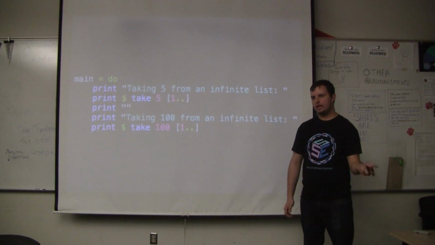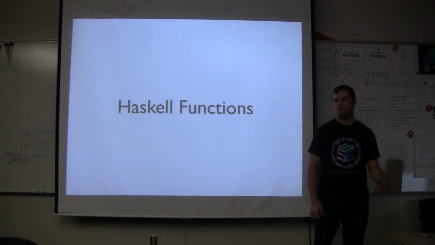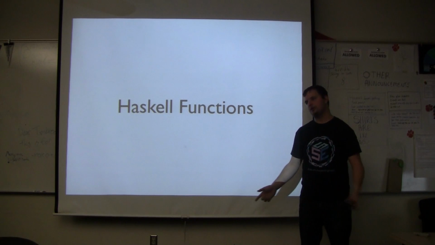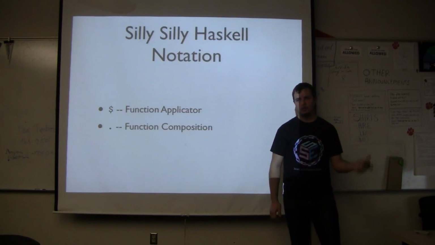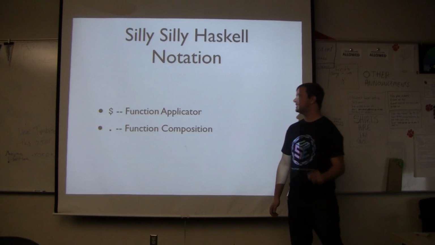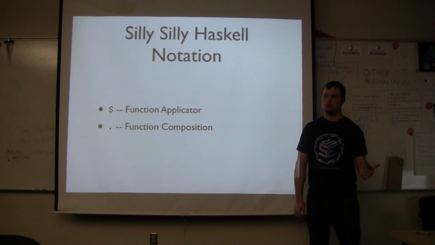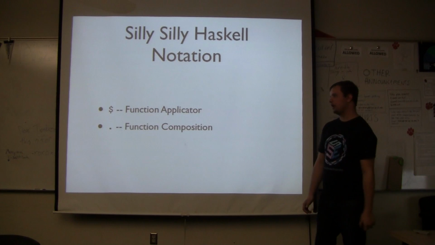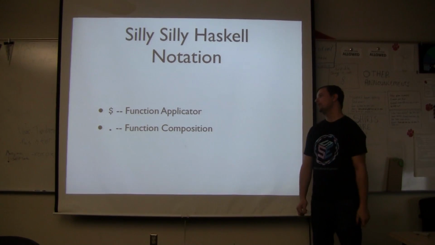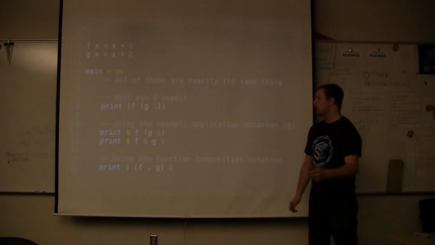So, now that we've taken a look at our first Haskell program, we'll look a little bit at what functions are in Haskell, because it's really important to understand what's going on with functions, because it's a functional language. Haskell has some really silly function notation. So dollar signs and dots do not do what dollar signs and dots do in other languages. The dollar sign can be referred to as the function applicator, and the dot is the function composition operator.